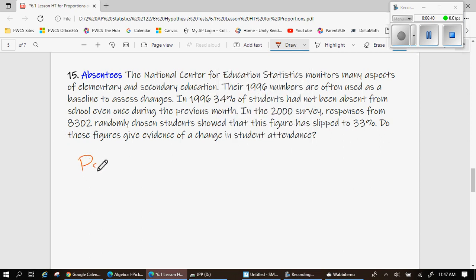So what I do want to document right away, right up front before I start doing anything, is what are my values. So my P0, the thing that we're assuming is the population proportion, is 0.34. And so Q0, we just subtract that from 1 and we get 0.76. I'm sorry, 0.66.